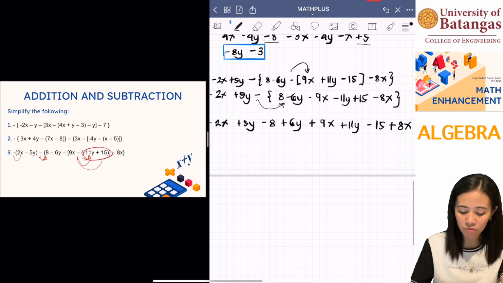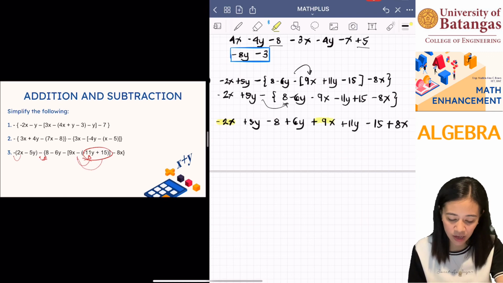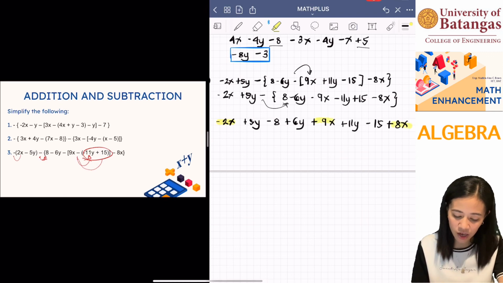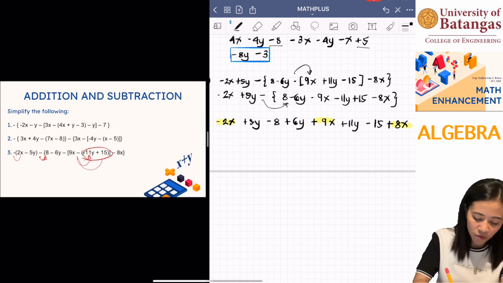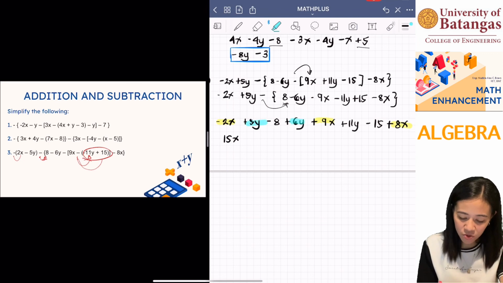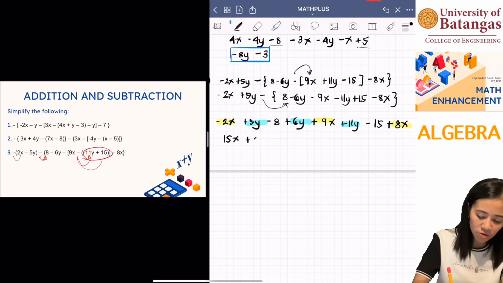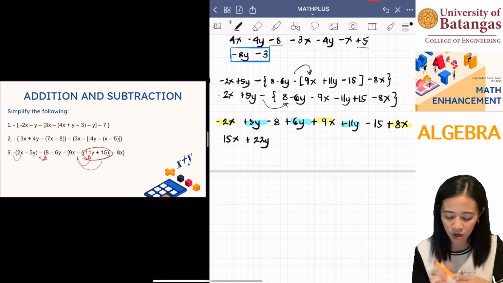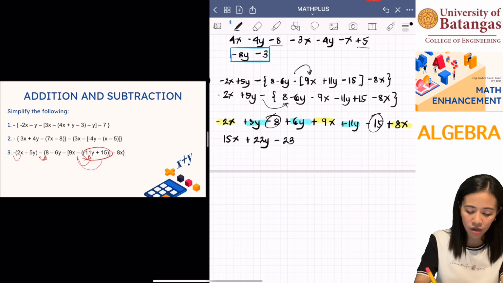Tapos, let's proceed with the addition by simplifying similar terms. So, with similar terms, you have here negative 2x, positive 9x, tsaka positive 8x. So, 9 plus 8, that's 17, minus 2, so that's 15x. So, let's write down 15x. Okay? And then, let's have the next term. So, you have y naman. 5y plus 6y, so that's 11y. Plus 11y ulit, so you get 22y. Plus 22y, and then for the constant, you have negative 8, tsaka negative 15. So, that's negative 23.